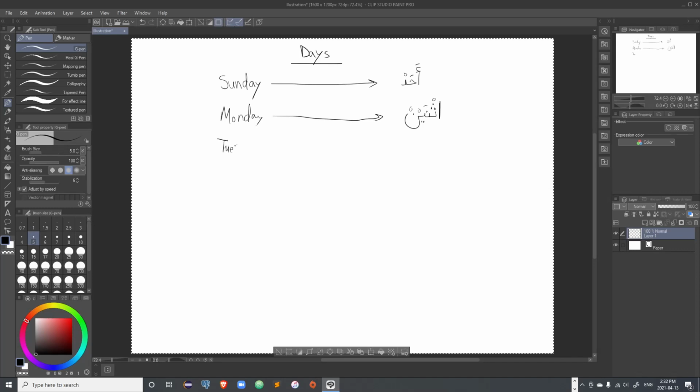Tuesday is the third day in the week, so that is known as, and of course you can add alif lam or the to it to say the Sunday, al-ahad, the Monday, al-ithnain, and so on and so forth. This is known as thula. Oh, that is a very ugly lamb. Thulatha.